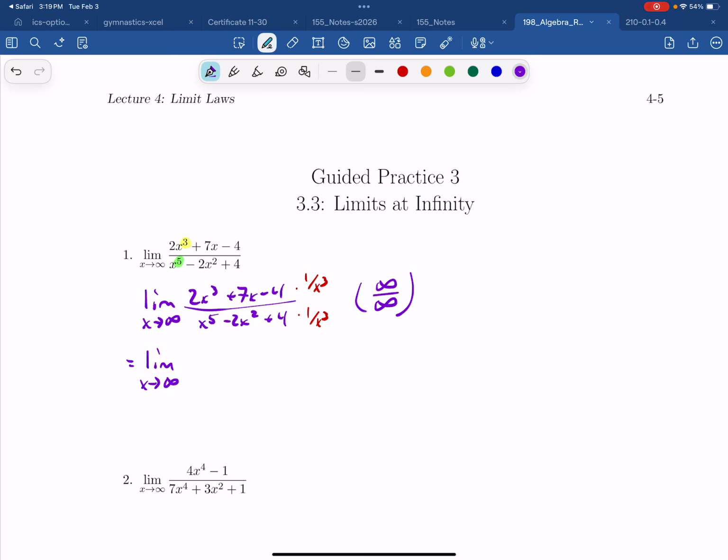limit as x approaches infinity of 2, right? Because 2x cubed divided by x cubed is just 2, plus 7 over x squared minus 4 over x cubed. And on the bottom, we have x squared minus 2 over x plus 4 over x cubed. Now, just to make a couple of observations, these guys are going to 0. These guys are going to 0. 2 is going to 2. And x squared is going to infinity.